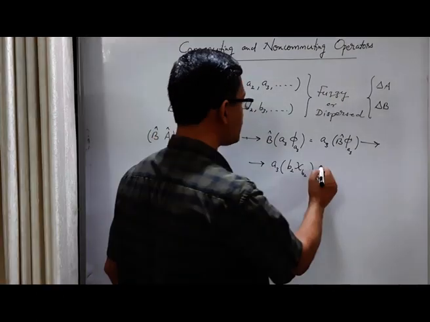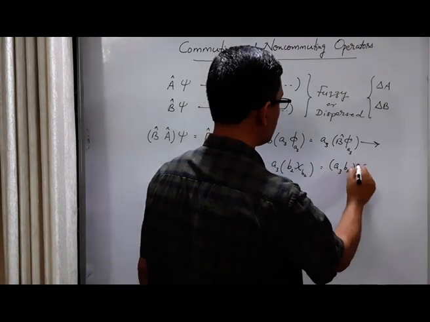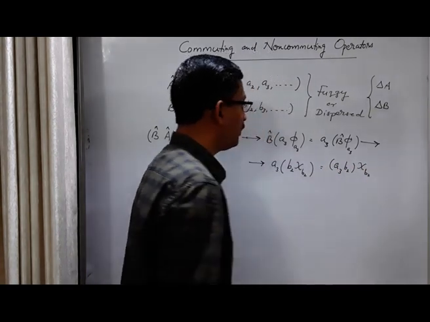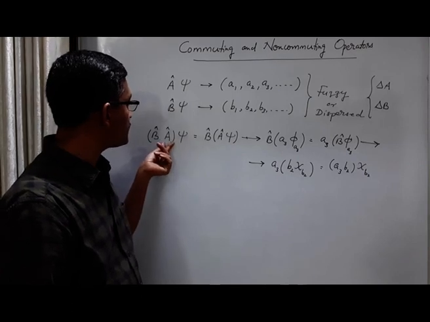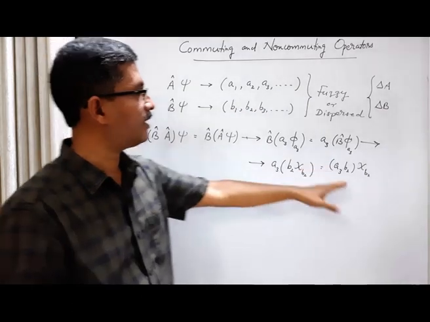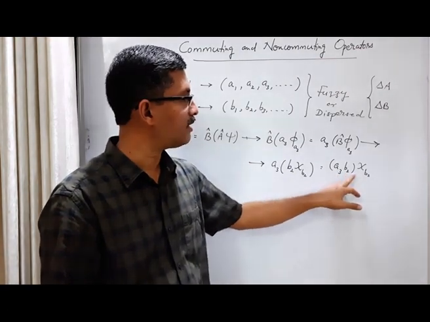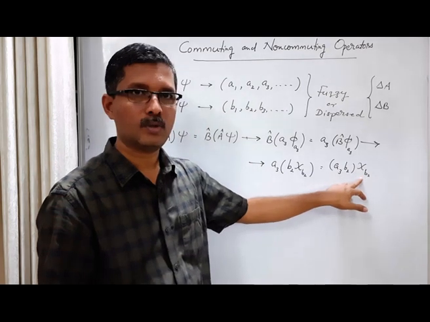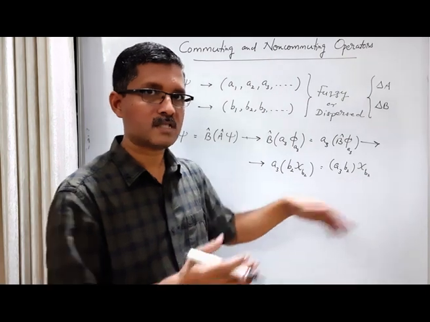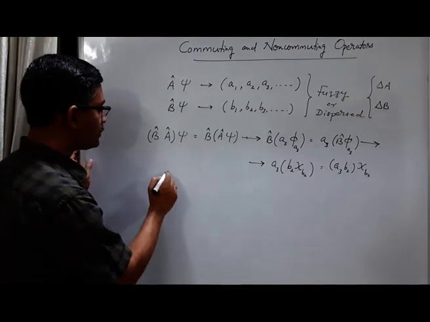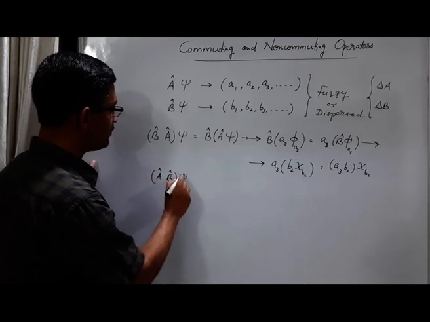So what is the final result now? A3 B2 times chi B2. We started on this general state psi, measured first A and then B, and this is the final result. We get the A3 eigenvalue, we get the B2 eigenvalue, and the final state is chi B2, an eigenstate of B corresponding to the eigenvalue B2. Let us reverse the order. First we measure B and then we measure A on the same state psi.